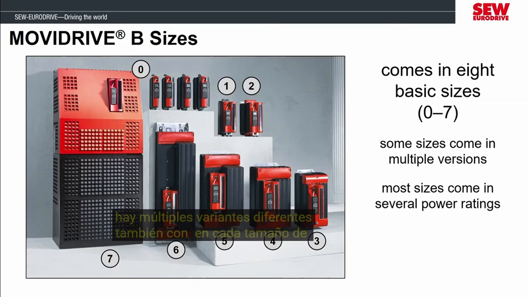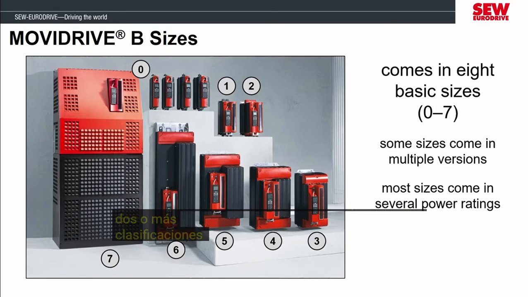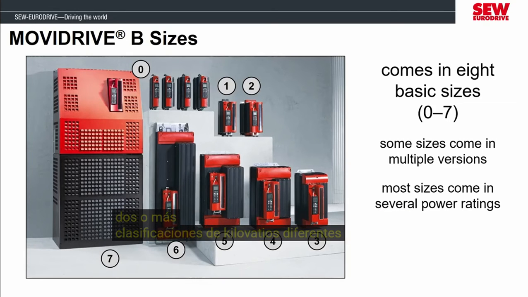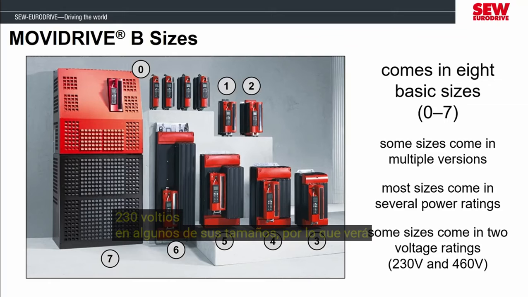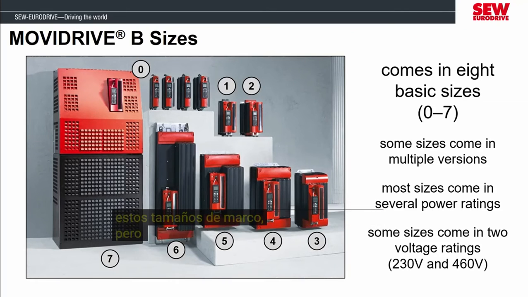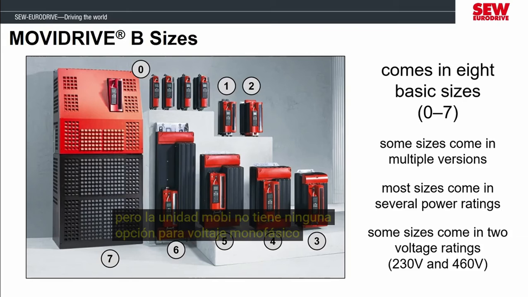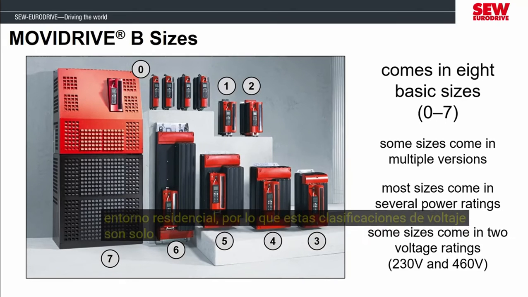Also, within each frame size, there can be 2 or more different kilowatt ratings. And finally, the MOVIDRIVE does support 230 volts in some of its sizes, so you will see some 230 volt compatibility in a handful of these frame sizes, but not all of them. I briefly mentioned it in our last training session, but the MOVIDRIVE doesn't have any options for single-phase voltage like you would find in a residential environment. So these voltage ratings are only for 3-phase.